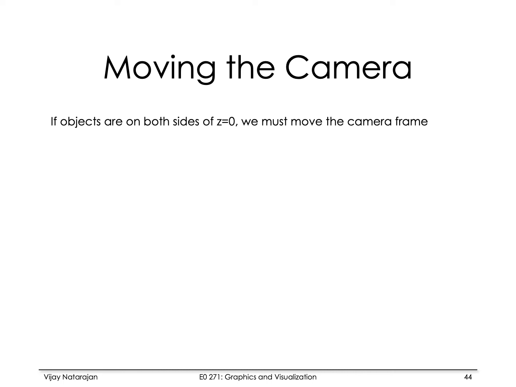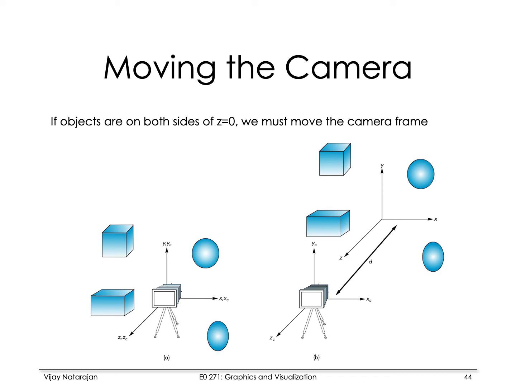Let's do a quick thought experiment. Let's say that my objects are on both sides of the z equals 0 plane. Now let's say the camera is located at 0, 0, 0. We do want to see the objects that are behind the camera. In order to do this, we should move the camera. Here is a scenario. You have the camera here at the origin. You notice here that the x-axis, y-axis and z-axis of the world and the camera, x sub c, y sub c, z sub c, are exactly the same, and their origins are also the same. Some of the objects are actually behind the camera. Now we want to make sure that they are also visible.